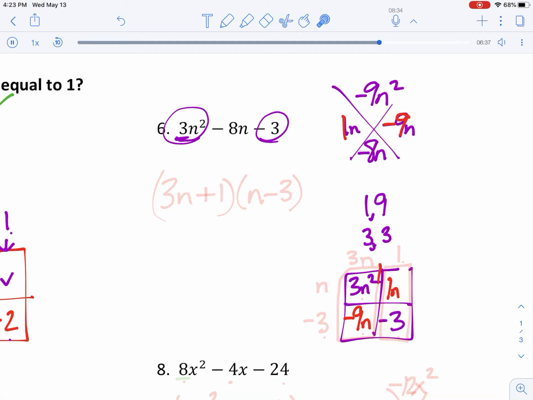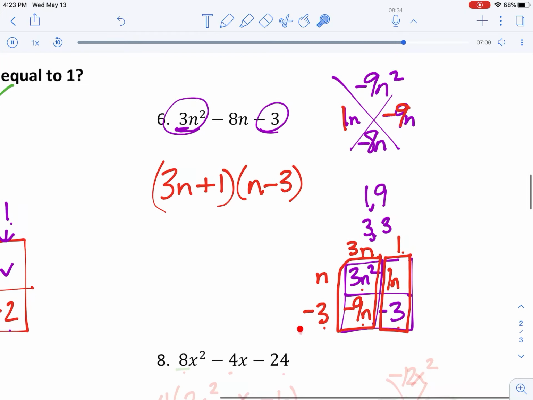Okay, let's factor out this first column right here. What's something that goes into both of those? Well, it's going to be a 3n. And what's something that goes into the second column? Just a 1. 3n times n is going to give me n squared. 3n times negative 3 is going to give me negative 9n. And sure enough, negative 3 times 1 is a negative 3. So my factors are 3n plus 1 and n minus 3.